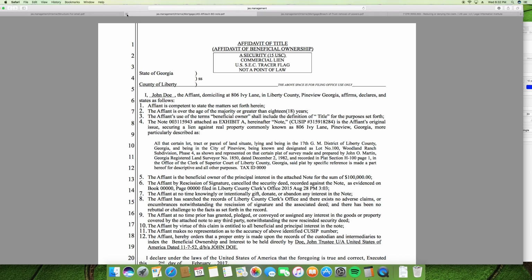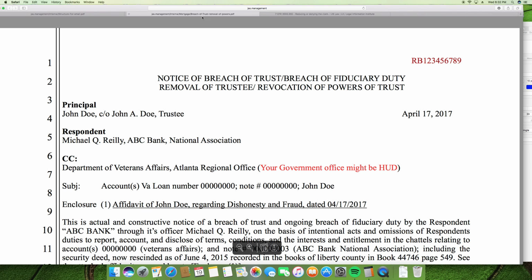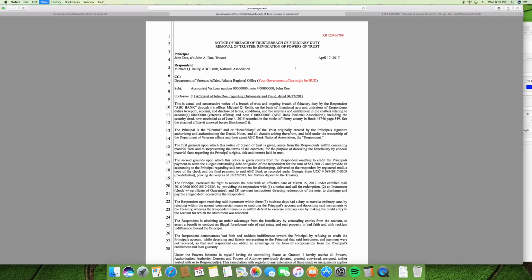What is this right here? This is not the right document. Let's get to the right document. This is the right document. So what I said is why they were silent, you kept on going. So, right, here's an example. The principal, trustee, I'm operating as the trustee, the respondent, the servicing company, carbon copy, the government. That's just the way that I'm doing it, right?